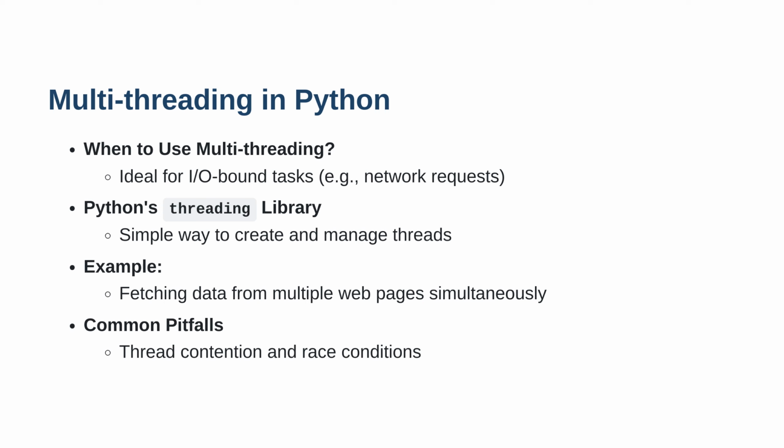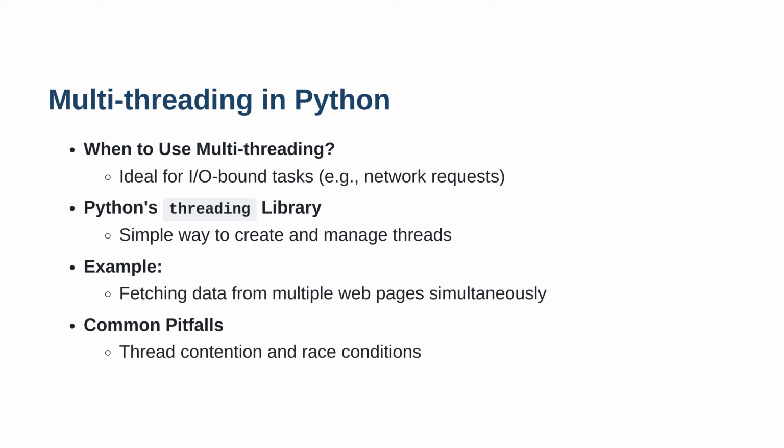Now let's talk about multi-threading in Python. Multi-threading is particularly useful when dealing with I/O-bound tasks, such as network requests or file operations. You might wonder, when should you use multi-threading? If your application spends a lot of time waiting for external resources, multi-threading can help you make better use of that idle time. Python's threading library provides a simple way to create and manage threads.